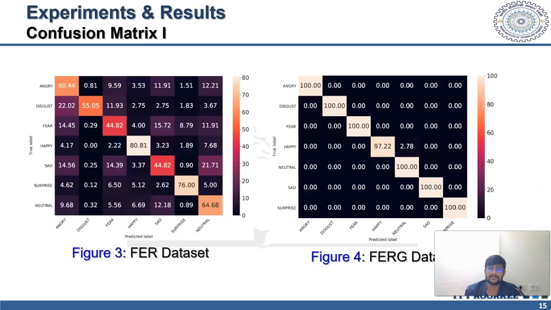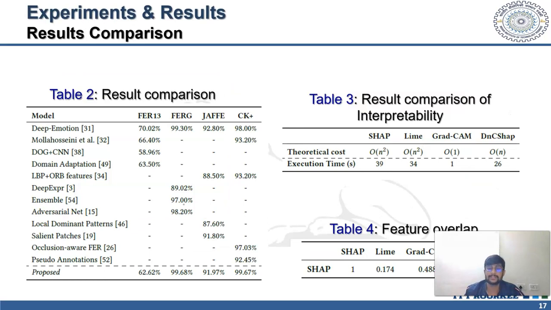In table 3, we compare the theoretical cost and the execution time of various interpretable algorithms. DNC-Shape is just after GradCam, but I've already discussed the problem with GradCam. They are not trustable. They change the feature map a lot, even if we shift an image a little bit in the x-axis or the y-axis direction. So they are not trustable. Also it can't be proved. While the DNC-Shape algorithm is mathematically proved, the algorithm for Shapley values is faster than both Shap and LIME.